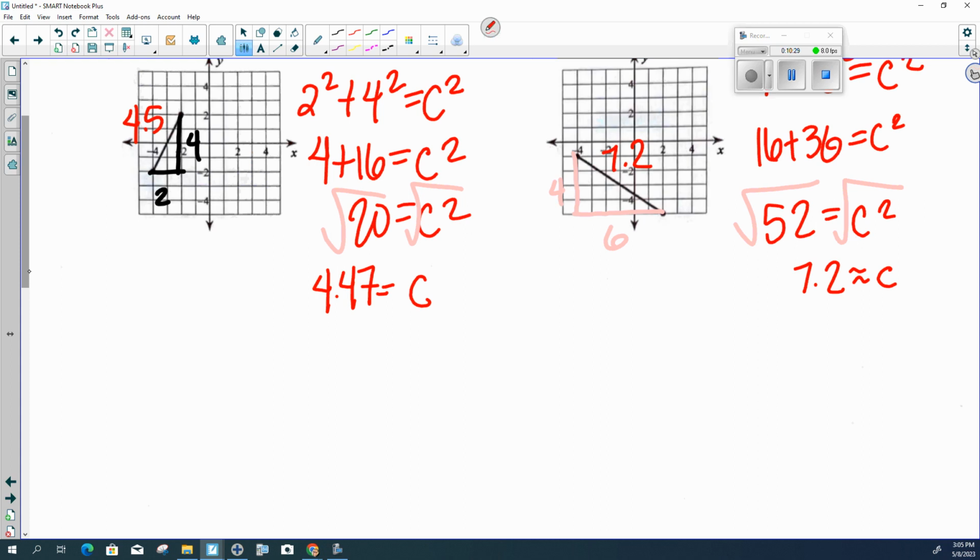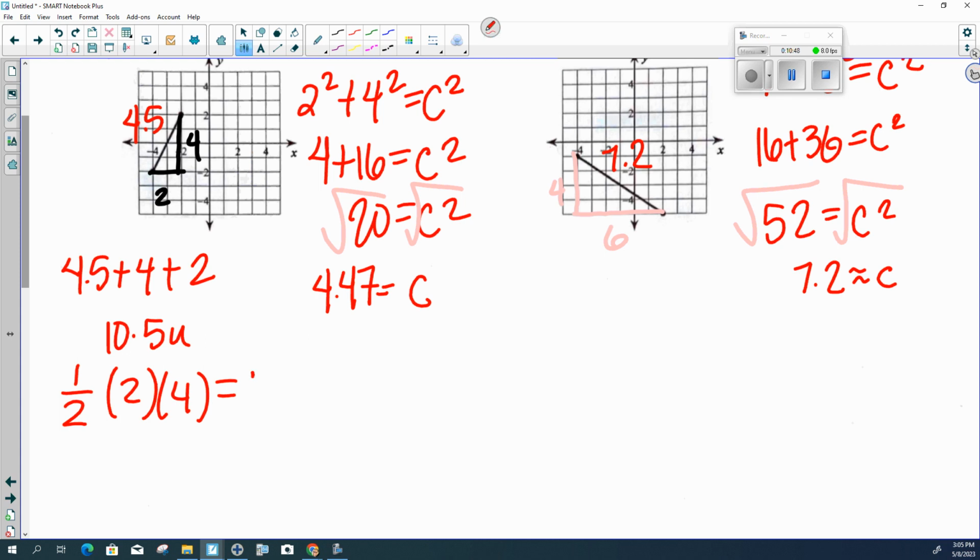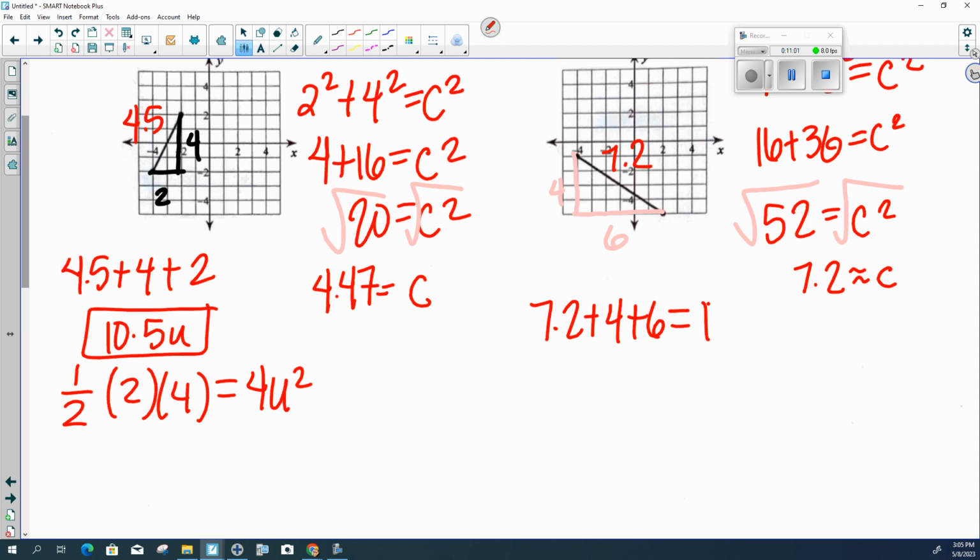Okay, perimeter is all the way around the edge. So 4.5 plus 4 plus 2. And if it asked you to find the area, I feel like the test asks for the area. You do 1/2 times 2 times 4, which is 4 units squared. I know it didn't ask for the area, so it only asked for the perimeter. Okay, let's look at the other one. The perimeter is the measure all around the edge, which is 17.2 units. You have to put units or I will mark it partially wrong.